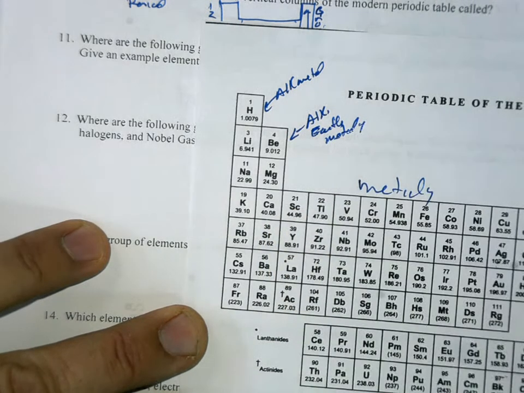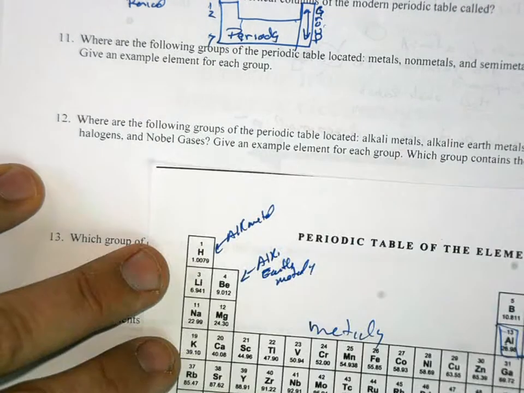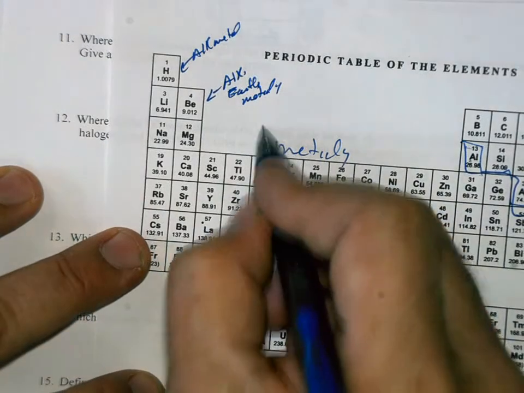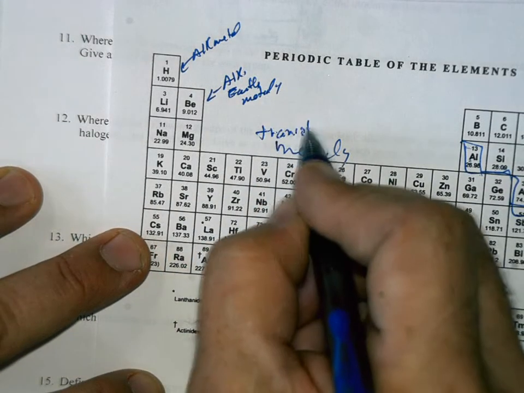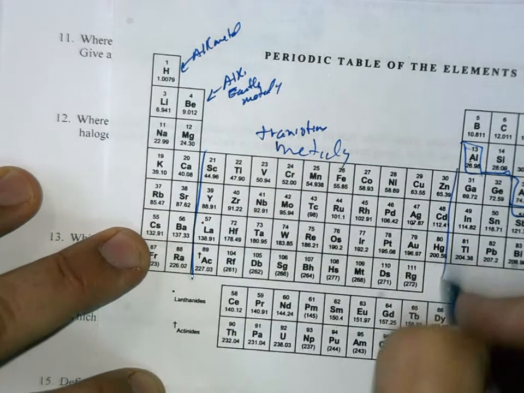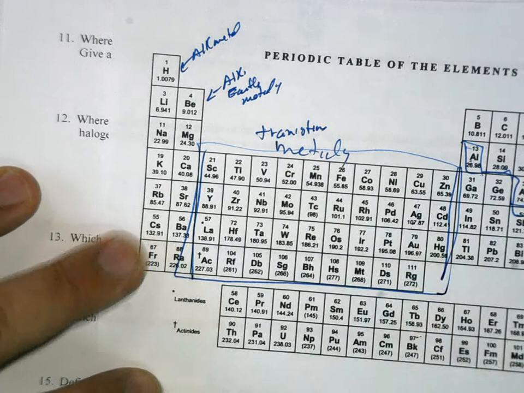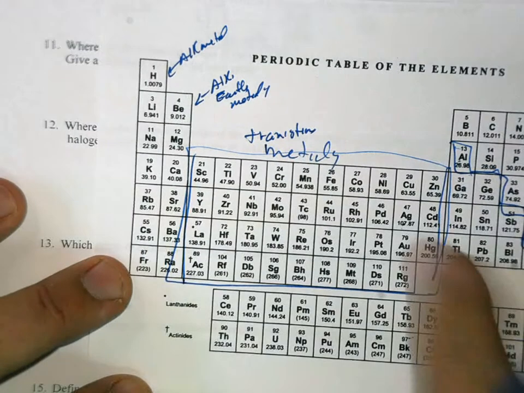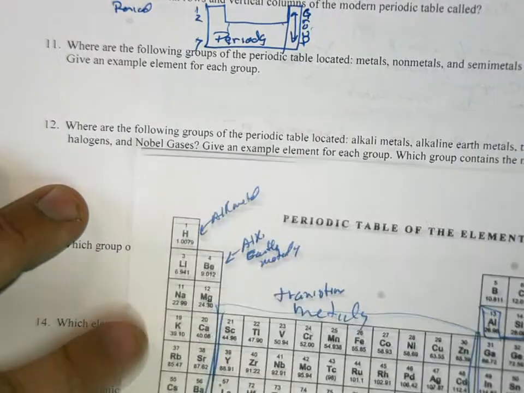And let's see, what else is the other one we're asking you there? Okay, the transition metals are these right here. And look at how the transition metals have their own little spot in the periodic table. It's really neat how it's set up that way. Let's see, what do we got next?